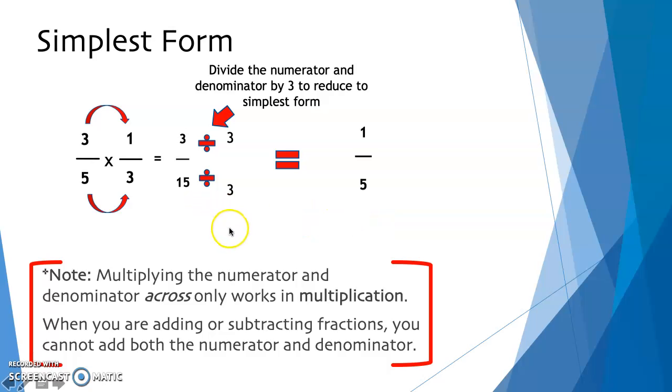In this example, 3 over 5 times 1 over 3 equals 3 over 15. 3 over 15 is not in simplest form. Both the numerator and the denominator can be divided by 3, which gives us 1 over 5.